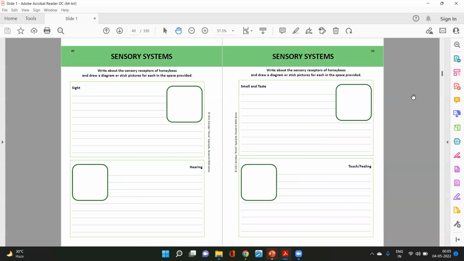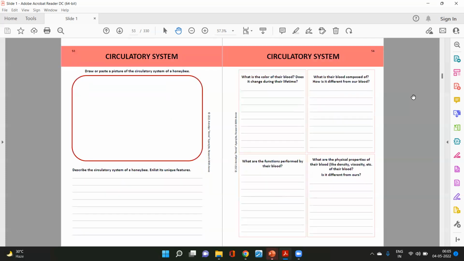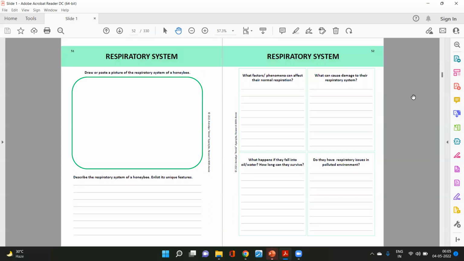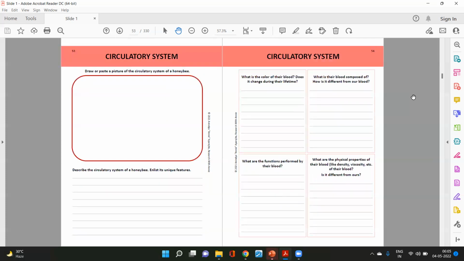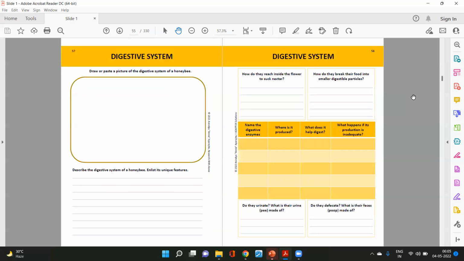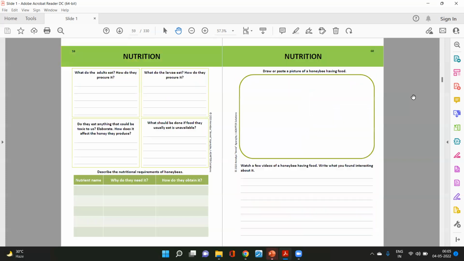We study about the sensory systems: hearing, sight, smell, taste, touch, and feeling. We study about the respiratory system, and we also see the effects of pollution on the respiratory system, the circulatory system, and the nervous system, and the digestive system. So these were basically about the different body systems. Now, reproductive system, I'll tell you later.